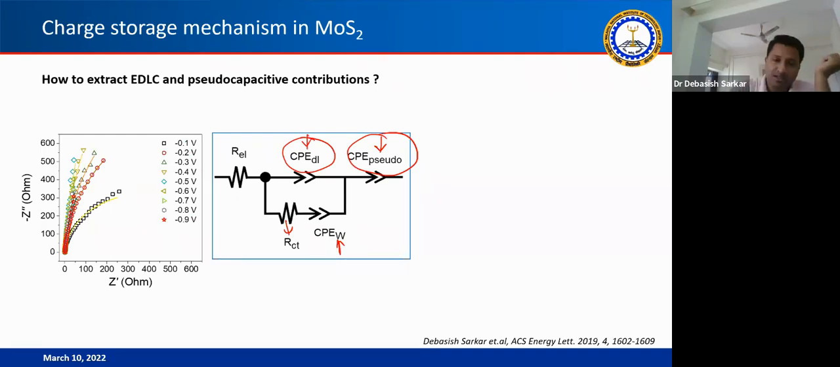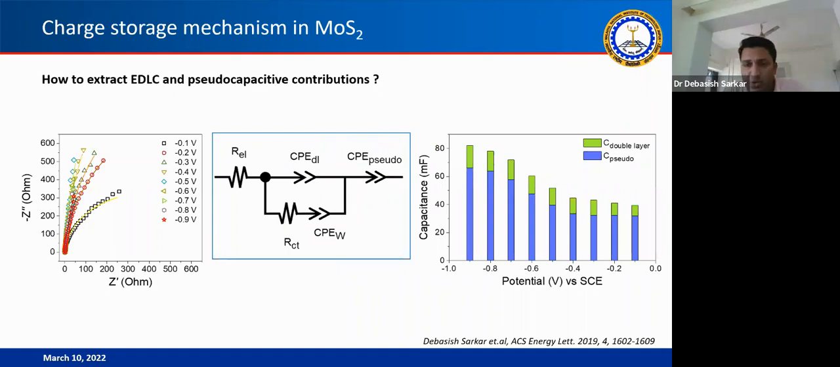If we do that, you can actually separate the pseudocapacitive part from the double layer part at different potential windows. So utilizing CV analysis and electrochemical impedance spectra, that means Nyquist plot, you can segregate individual parts: diffusion controlled, diffusion independent, pseudocapacitive, and double layer capacitance. So these are simple mathematical calculations and a bit of circuit fitting.